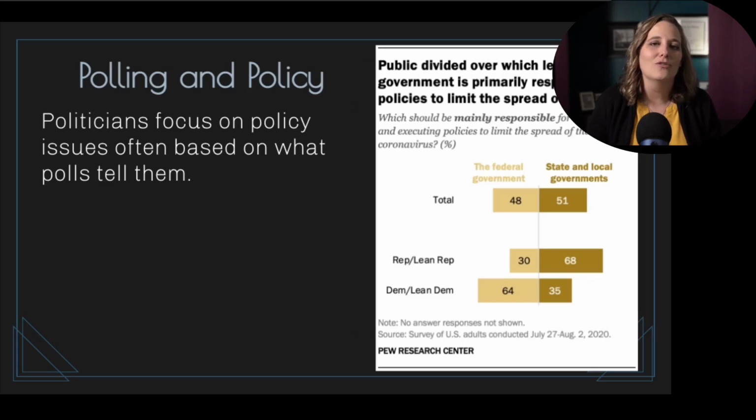One of the things that is really important is that politicians actually focus on policy issues based on polling. So when national polls come out and it shows that 95% of the population thinks that we need to focus on environmental issues, politicians are likely to sit up and notice that because they want to get reelected. And so they're going to start to actually talk about and bring legislation forth that is about environmental policy. So polling is very important in communicating the will of the people to politicians.